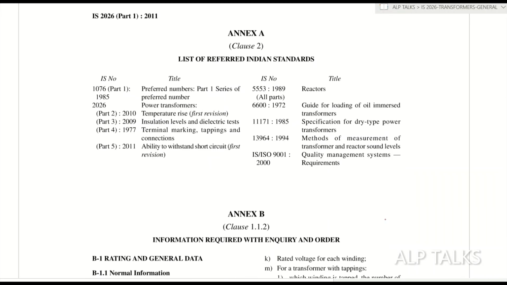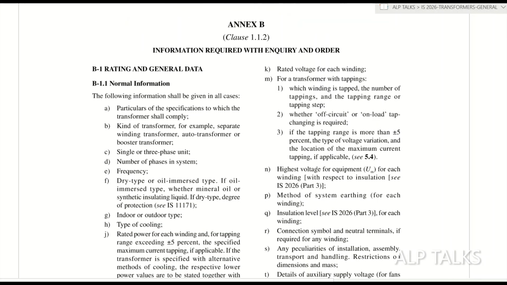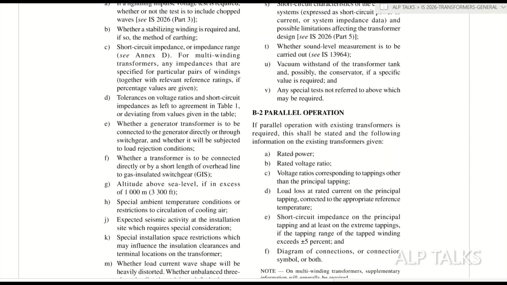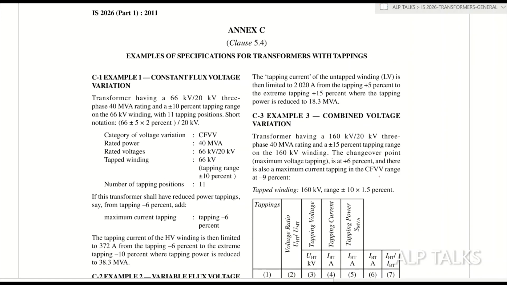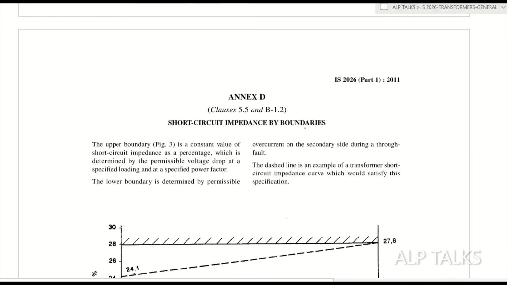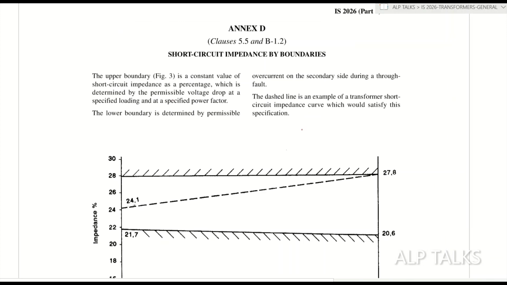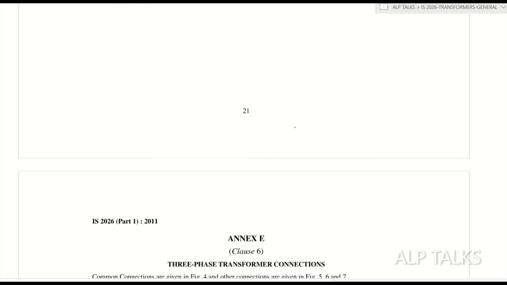Yes. These are some other standards they are referring to here: temperature range, insulation, terminal marking, ability to withstand short circuit. Here we have some other data. Just go through the data. These are some normal information. Parallel operation: what job can we do in parallel operation? Here they mentioned some conditions. Here are some more details, some examples. Short circuit impedance by boundaries.